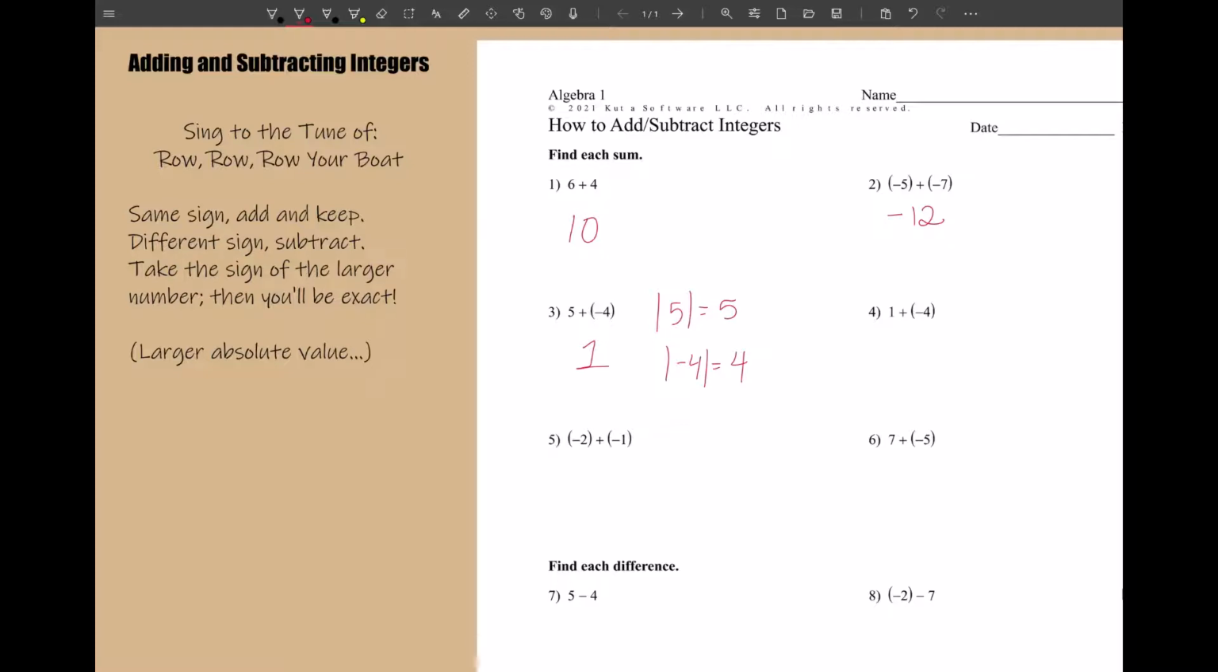Let's try number 4. I have different signs here, 1 plus a -4. So let's go ahead and subtract 4 minus 1. We get 3. The absolute value of -4 is 4. The absolute value of 1 is 1. So we have to take the sign of the greater absolute value, which is 4. So the sign is negative. -3 is your answer. Try 5 and 6 on your own.